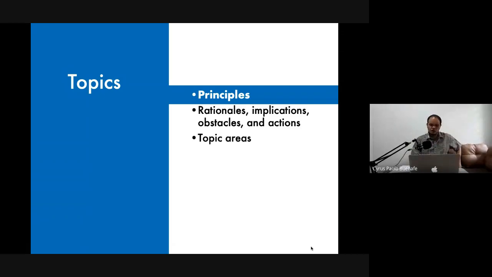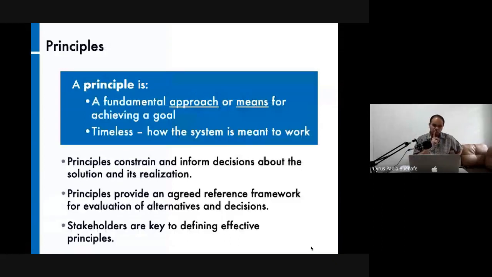Now, a principle is a fundamental approach or means for achieving a goal. Okay, and this is a little bit challenging because it's not supposed to be super detailed, right? Especially if you're dealing with principles of the higher views, like the business view, the technical view, okay? They're not supposed to be very detailed, but they should have enough information to tell any reader what approach or means is necessary to achieve a goal.